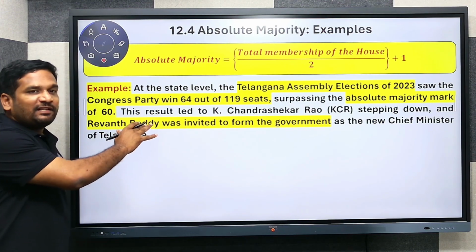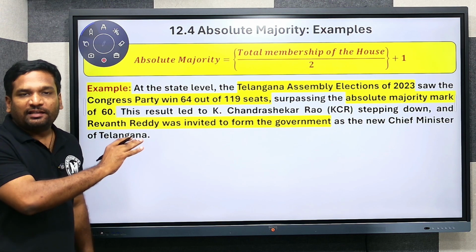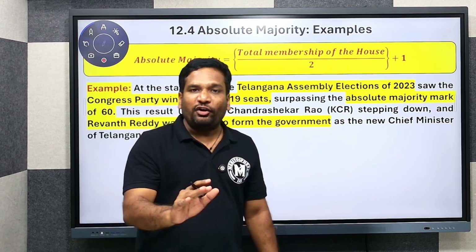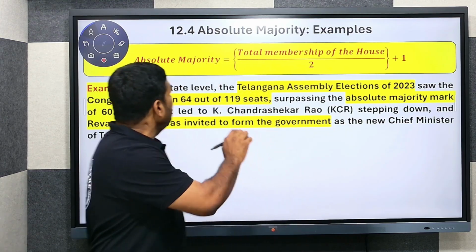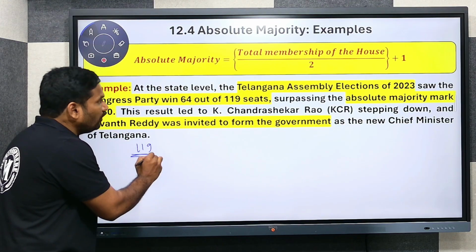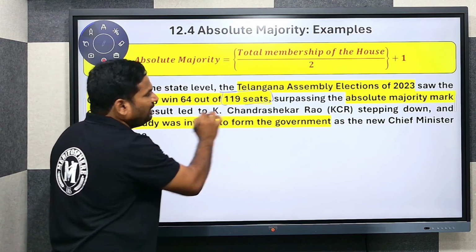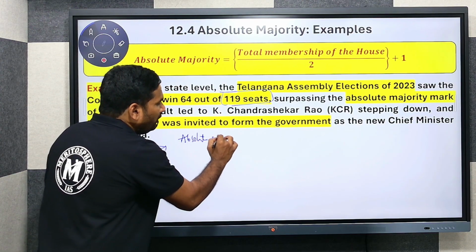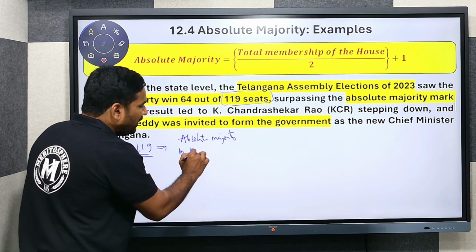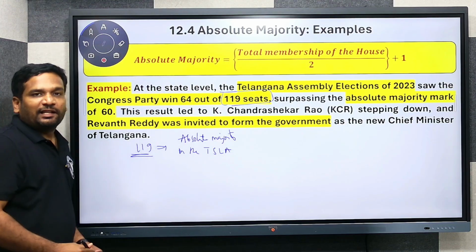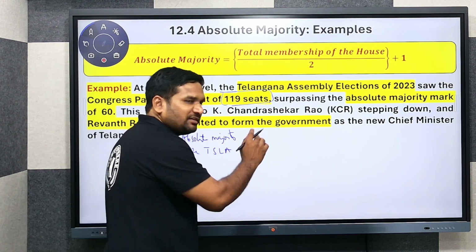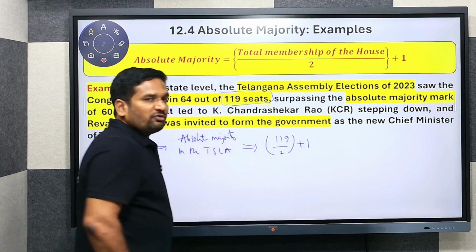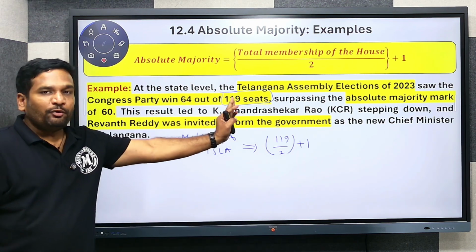Right. So this is the example concerning the Telangana state assembly elections. Now we are going to find the absolute majority of the Telangana State Legislative Assembly. Here the total number of seats in the Telangana State Legislative Assembly is 119. So now the absolute majority in the Telangana State Legislative Assembly, TSLA. Here we have to consider the total membership of the House, that is 119, divided by 2 plus 1. So this is the formula: total membership of the House divided by 2 plus 1.